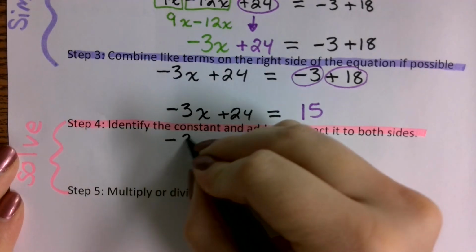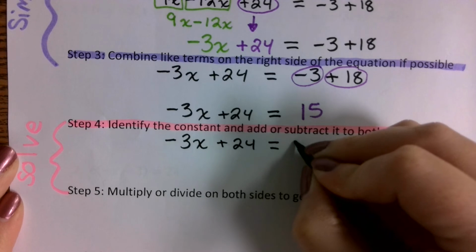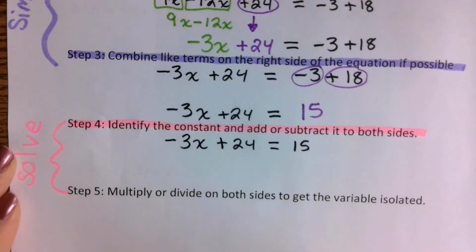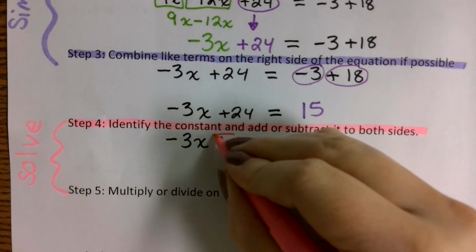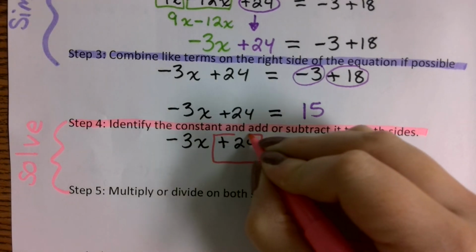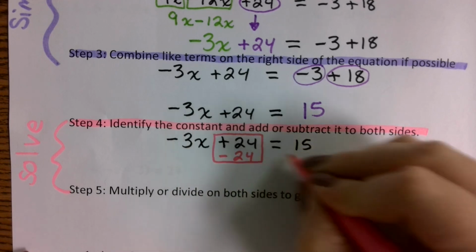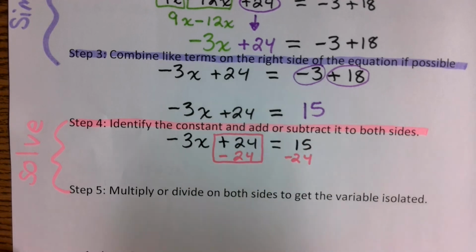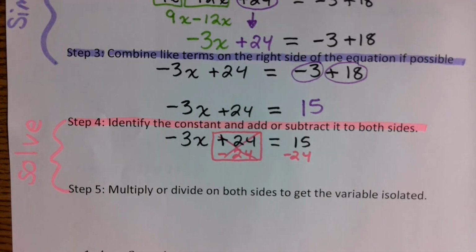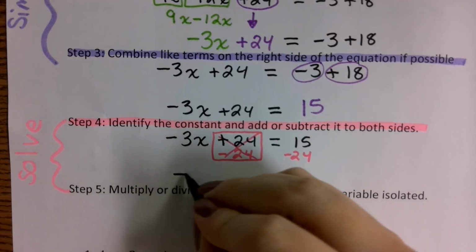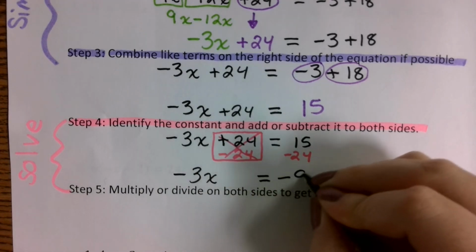So we have negative 3x plus 24 is equal to 15. What number up here is my constant? 24. And am I going to subtract it or add it to both sides? Yeah. Subtract. So we're going to subtract 24 from both sides. Those 24s will cancel out, and we're now going to be left with a negative 3x equals a negative 9.